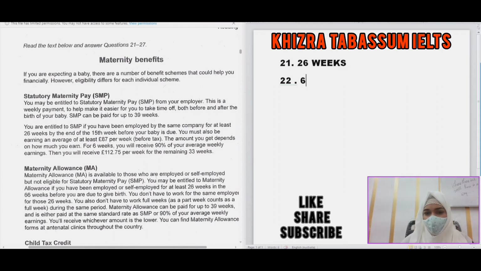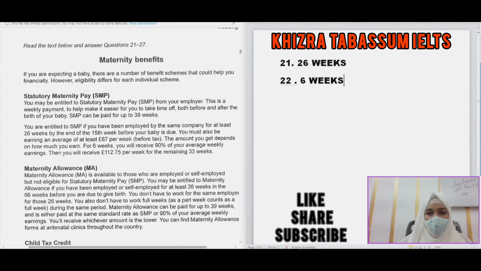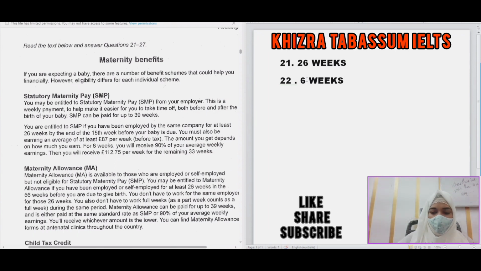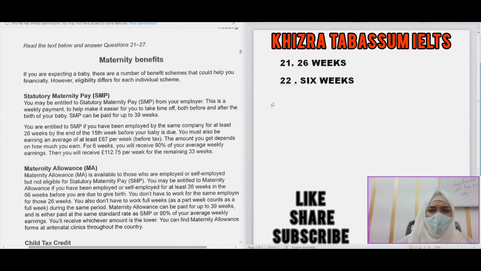You can write 6, or else write SIX, not an issue. 6 weeks. However, in the question you have the number 6, no? See, in the passage it's written SIX. Not a problem, nothing.